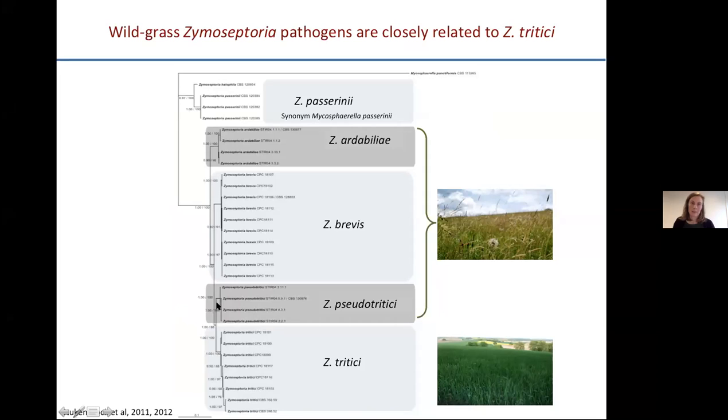But that's actually the beauty of this system here, is that these are very closely related species that infect different hosts in different environments. Septoria tritici in an agricultural environment, and the other species here in natural grassland vegetations. So that allows us to study the speciation history of these pathogens, and also their population genetics that is associated with being a pathogen on wild plants and being a pathogen on a domesticated or cultivated plant.